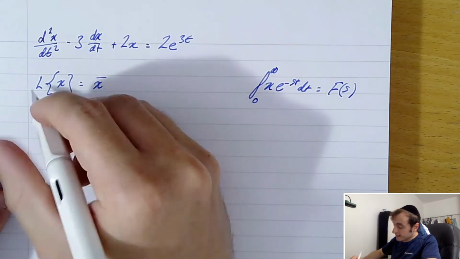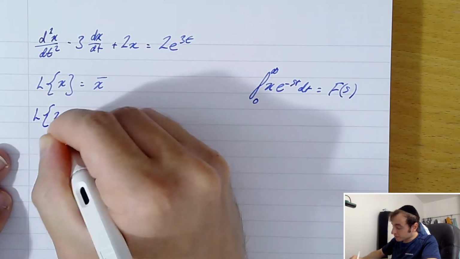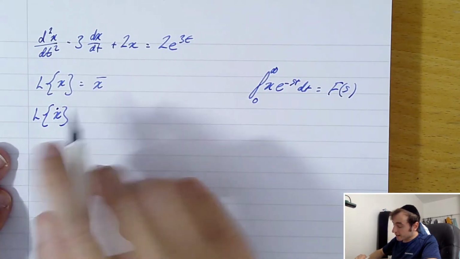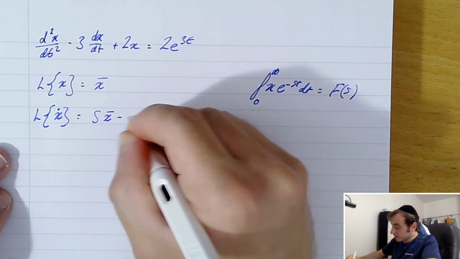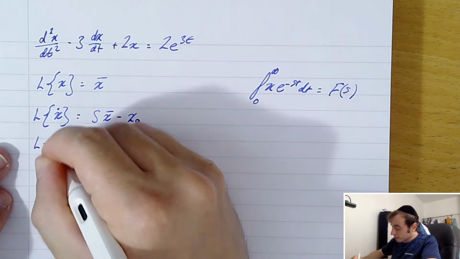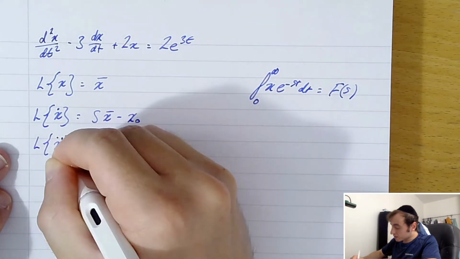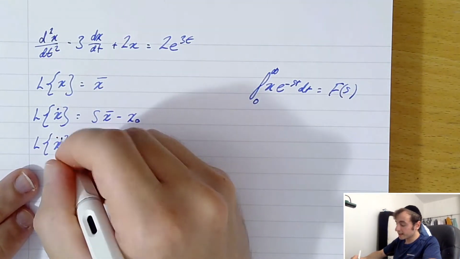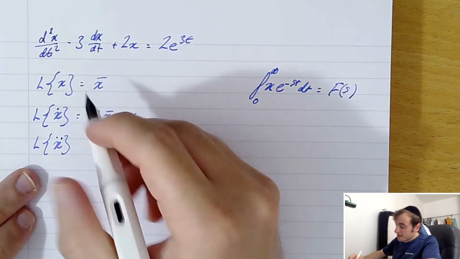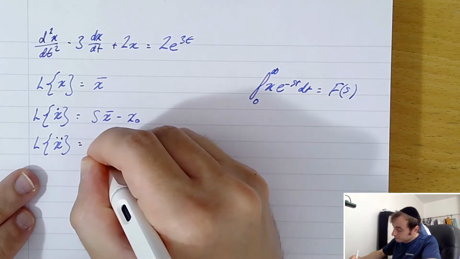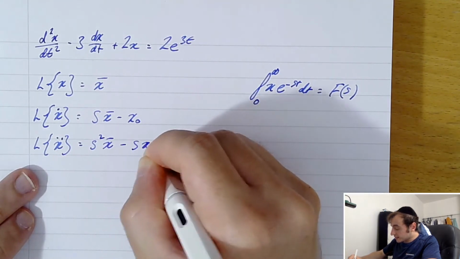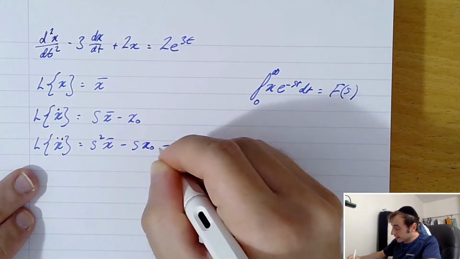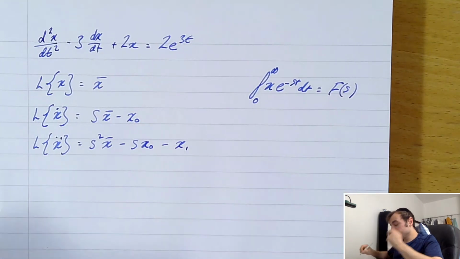Okay, and now let's have a look at the first derivative, which is dx by dt. We're using x dot to abbreviate that. It's going to be s x bar minus x naught, and the Laplace transform of x double dot, so that's d2x by dt squared, which is what we have over here, is going to be s squared x bar minus s x naught minus x1.